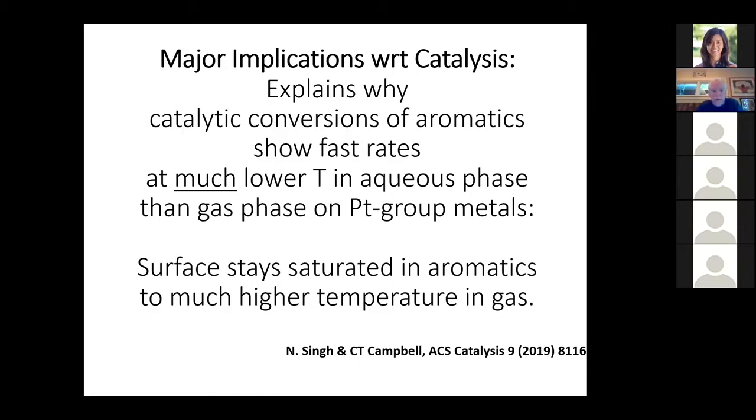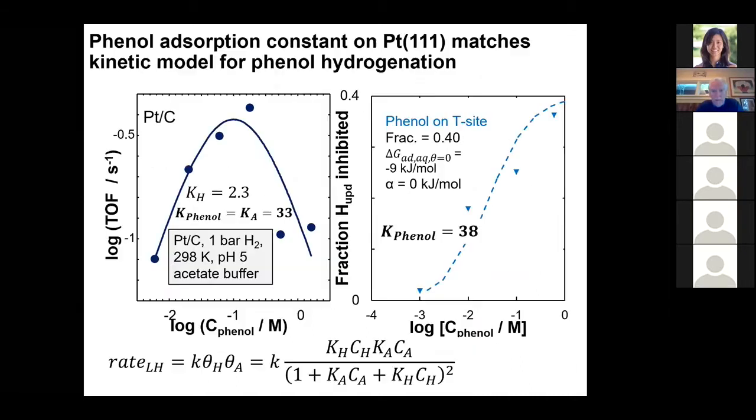But the fact is all of these effects mean that it's only about 20 kilojoules per mole uphill to desorb a phenol from platinum into the aqueous phase, even if the nature of the binding between the phenol and the platinum is the same 200 to 150 kilojoules per mole that you have in the gas phase.